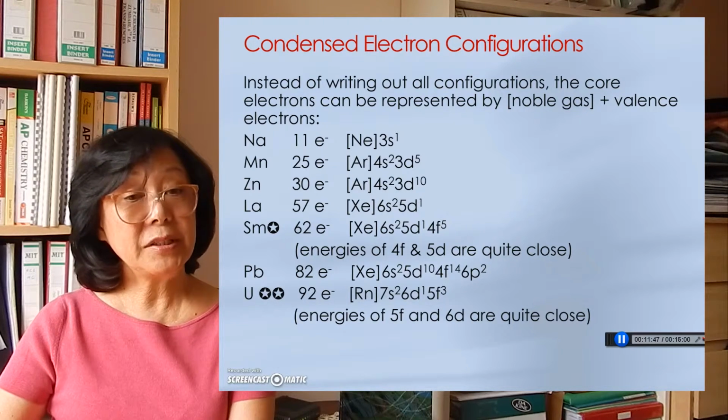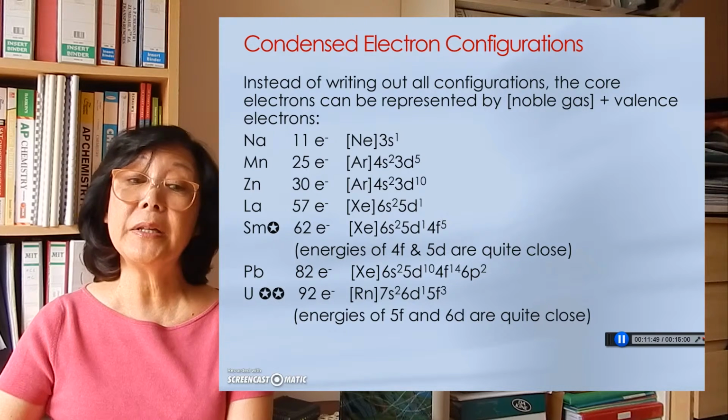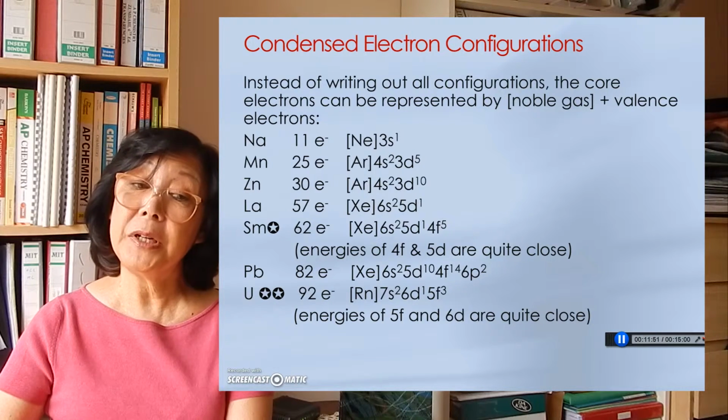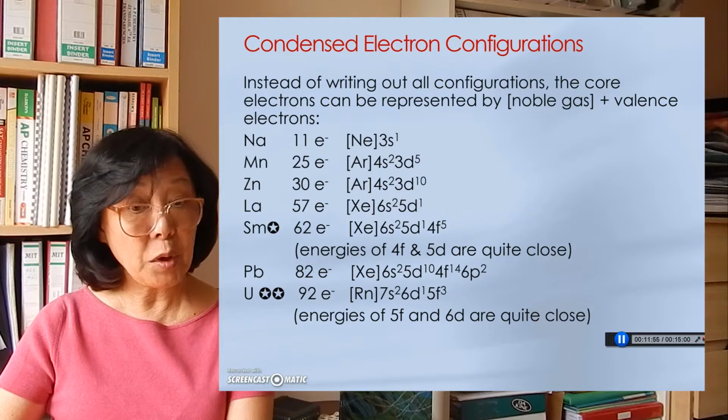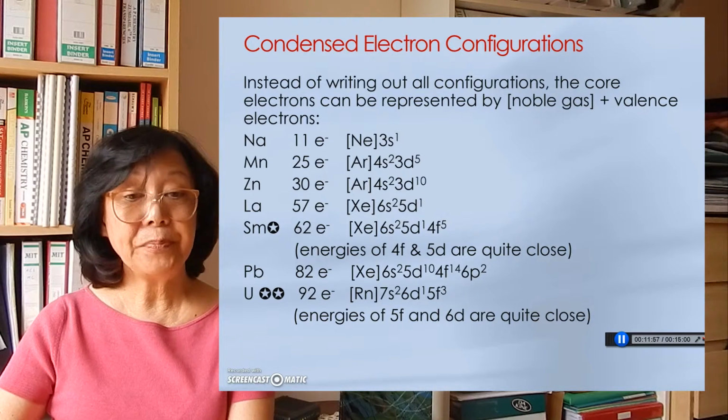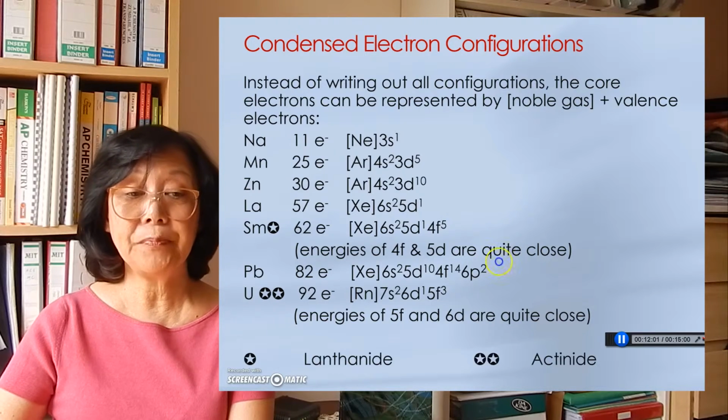Uranium, which has 92 electrons, we write Rn for the inner core, followed by 7s2, 6d1, 5f3. Notice the 5f and the 6d are very close in energy.